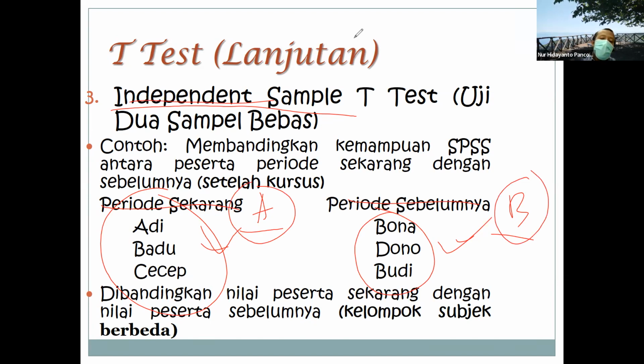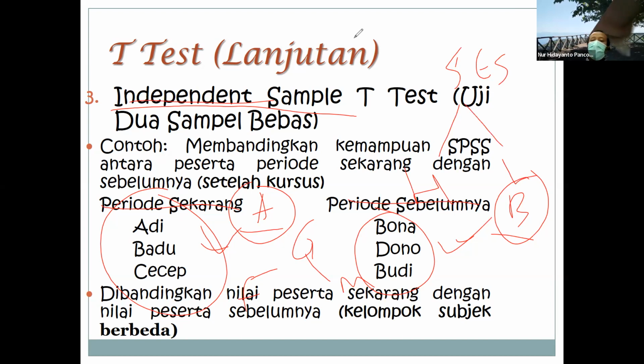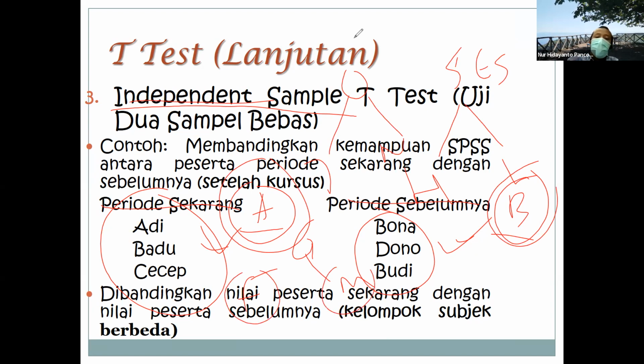They can be by gender, female and male. They can be by their SES, high and low. They can also be by their origin, Jogjanis, non-Jogjanis. But you can notice here that we only have two groups: A, B, female and male, high and low, Jogjanis and non-Jogjanis. So in summary, t-test can only be used for two different groups. Maximum only two groups.